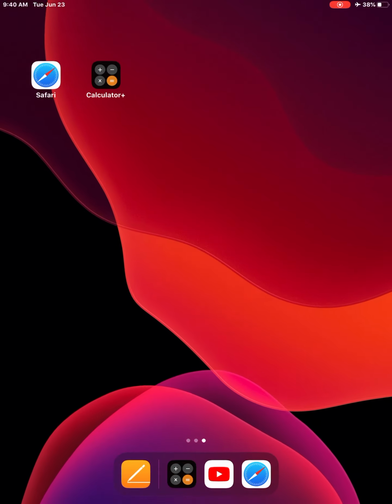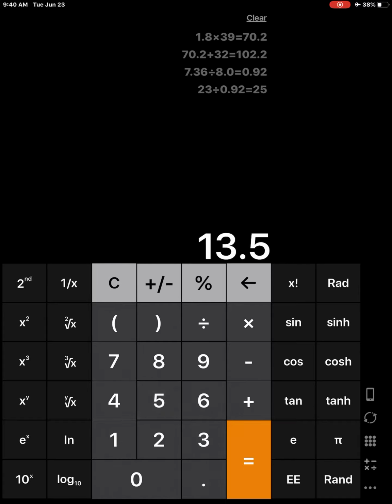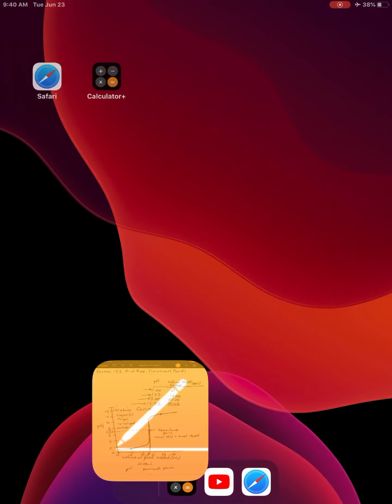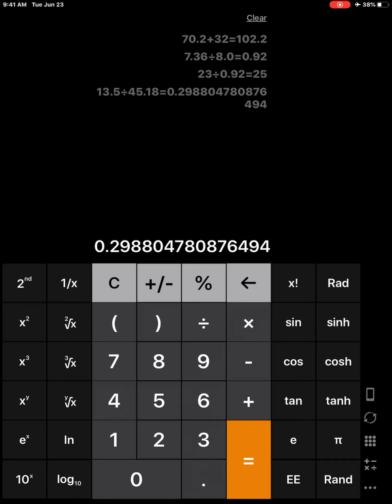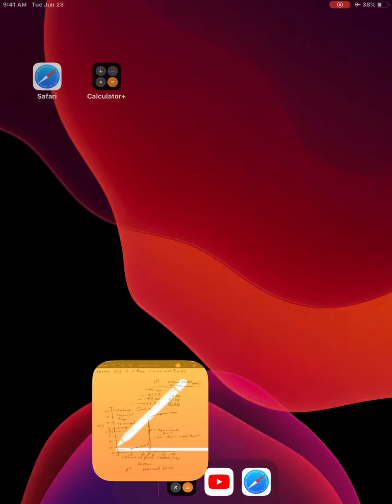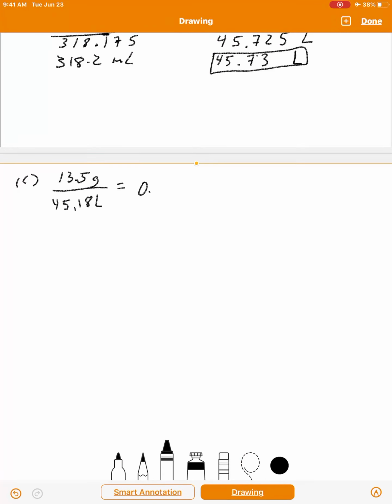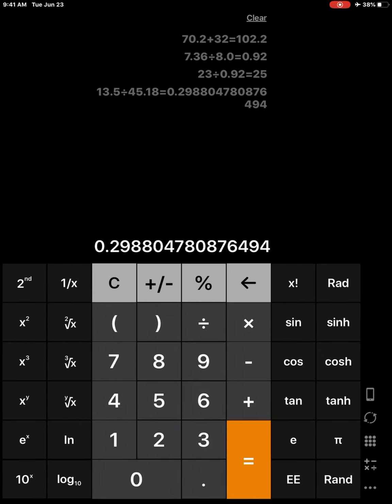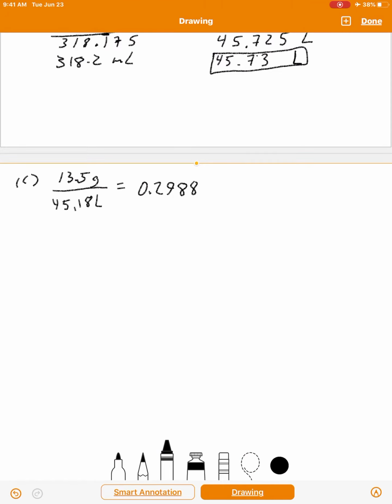So 13.5 divided by 45.18. Let me just check that. 45.18, yeah. 0.2988. I'm going to write down a bunch of numbers. 0.2988 0478. Units. Grams in the top, liters in the bottom. Grams per liter. This is a density measurement.